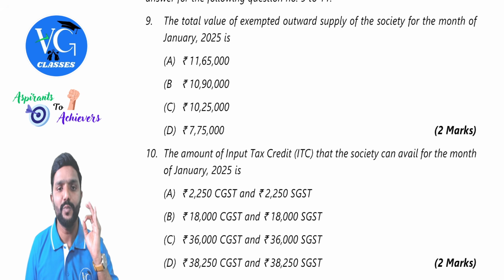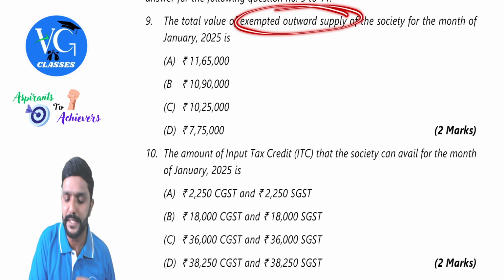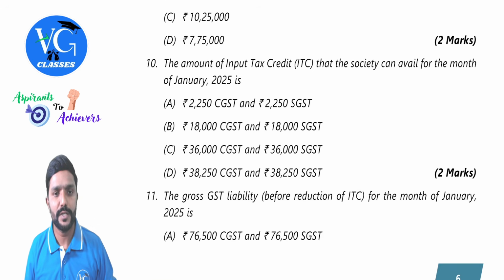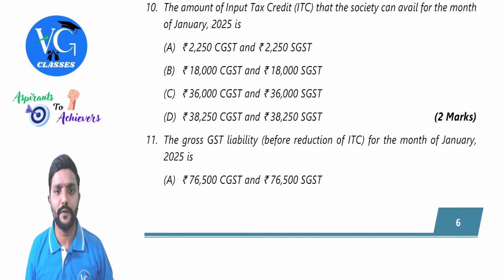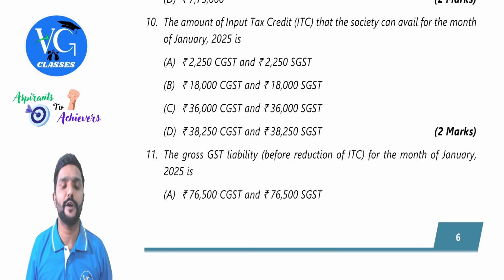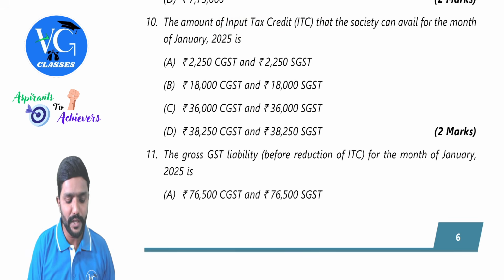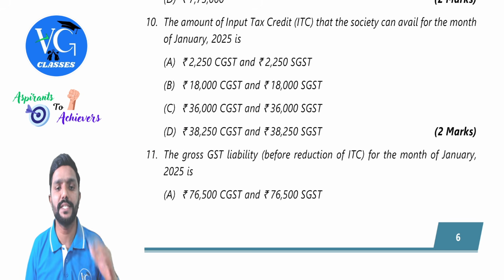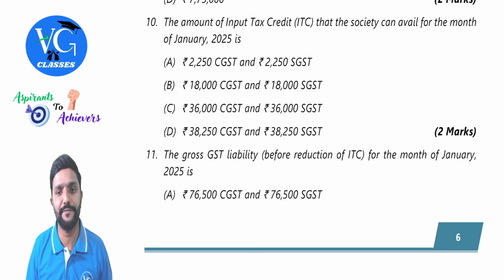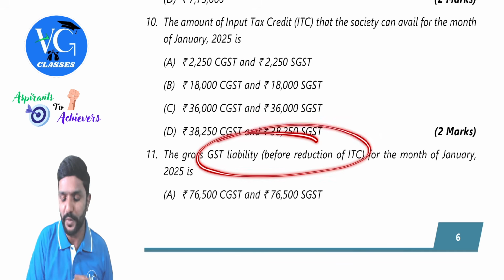Ninth one: the total value of the exempted outward supply of the society for the month of January 2025. So we are supposed to calculate the value of exempted supply. Question number 10: the amount of input tax credit, that is ITC, that the society can avail for the month of January 2025. So this question is on ITC. Then the third one: the gross GST liability before reduction of ITC for the month of January 2025. They're asking you only to compute the value of outward supply.